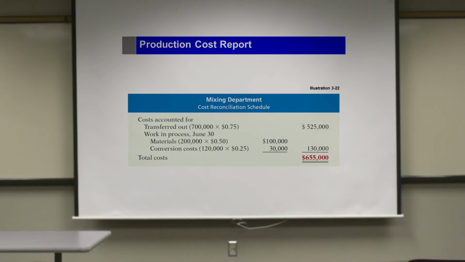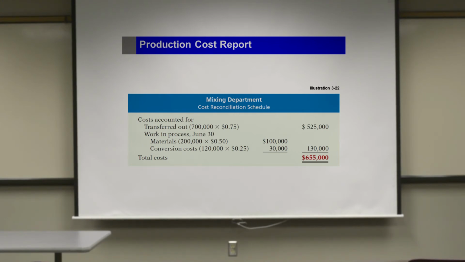In terms of 700,000, since those units are completed and your cost per unit is 75 cents, 700,000 times 75 cents gives you $525,000 of cost for the units completed.